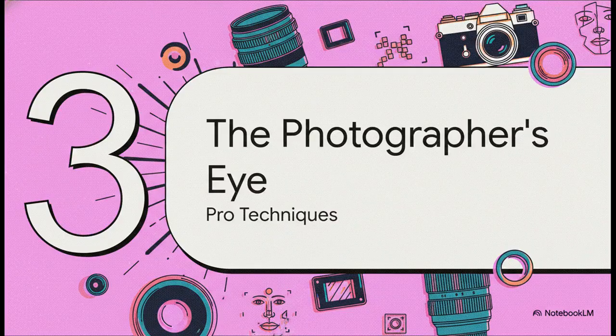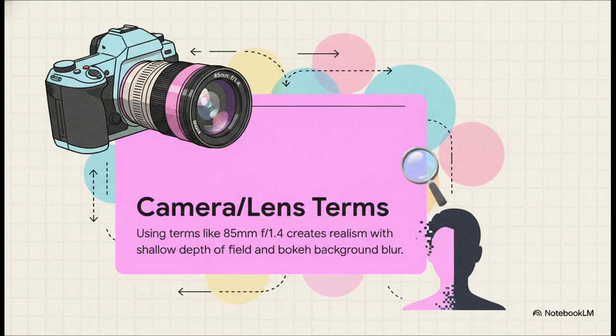Now, if you really want to level up your portraits, we need to start thinking like a photographer. When we start using their language, we unlock a whole new dimension of realism and quality. And you don't have to be a camera nerd to do this. Just knowing a phrase like 85mm f1.4 is a total pro move. It's a classic portrait lens, and when you put that in your prompt, you're telling the AI you want that beautiful professional look where the subject is tack sharp and the background just melts away into a soft blur. That blur is called bokeh, and it just screams quality.